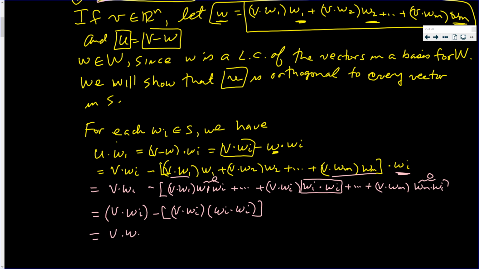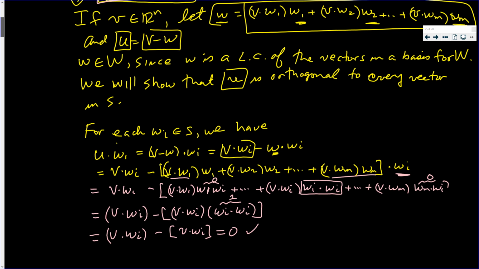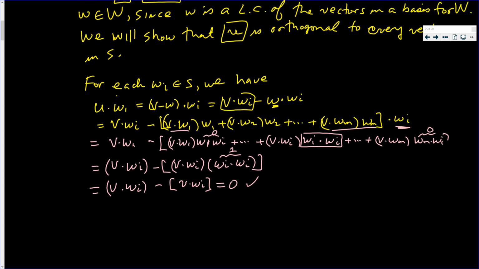So we get v dot wi minus v dot wi times wi dot wi. Now here's the key thing. For all i, that's 1, because the wi came from an orthonormal basis. So this is just v dot wi minus v dot wi, and look at this, we do get 0. So u is orthogonal to each and every vector in set S. It's orthogonal to every wi.